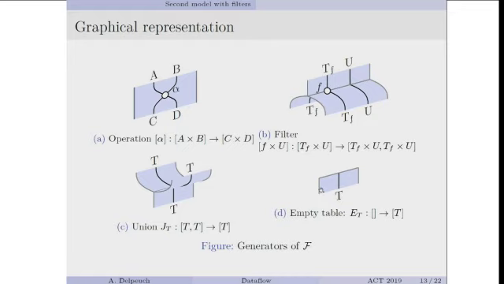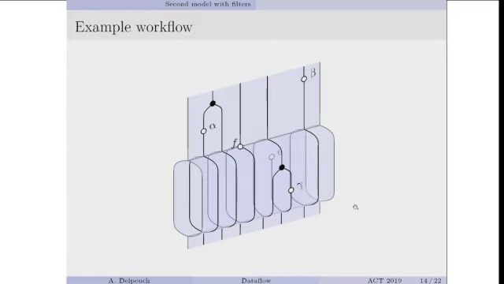And of course, we get some axioms to relate these generators. But first, I'm going to show you what the workflow we've just done looks like in this representation. So this is the first part of the workflow we've done. We had the URL generation and the clustering. And then the filter comes.